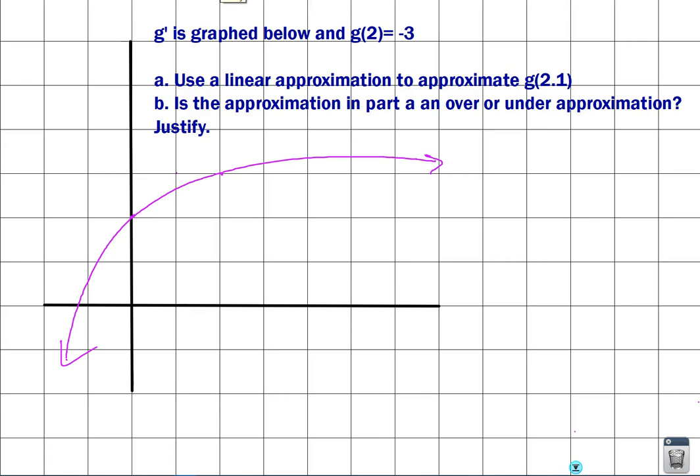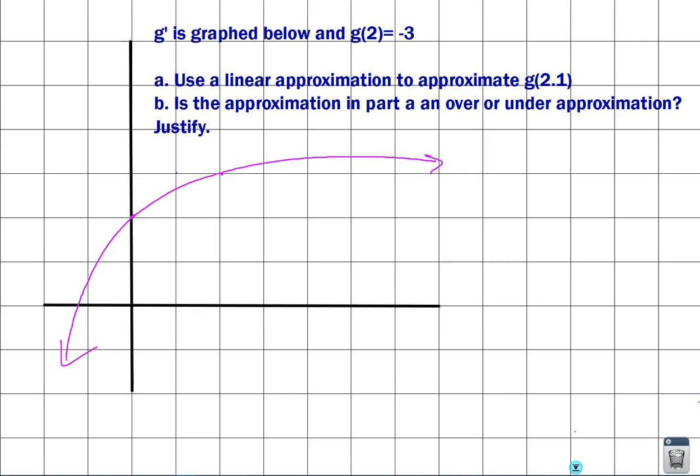So I have this graph shown. This is actually g prime. And what I know, so I don't actually know the function g, I only know g prime. G prime looks like what you're seeing here, and I know that g of 2 is -3. So I have the curve for my derivative, and I have my actual y value at a given point on my function, but that's all that I know.